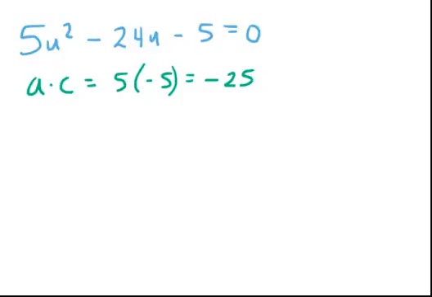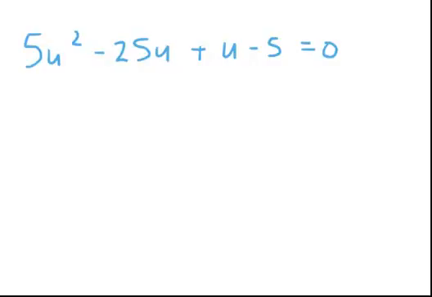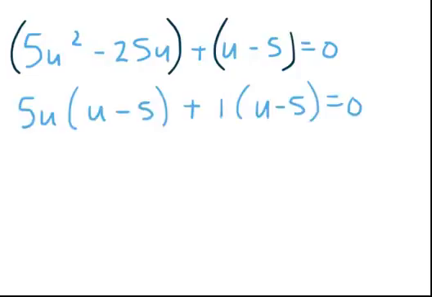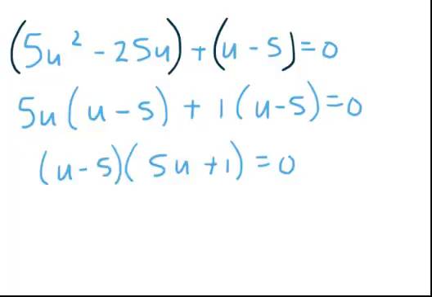So we'll use the grouping method of factoring, where we look for two integers whose product is a times c and whose sum is b. How about -25 and 1? Okay, so we'll break up our 3-term polynomial into a 4-term polynomial using -25 and 1 for the middle term. Now we'll group and factor. Now we'll set each factor equal to 0 and solve.